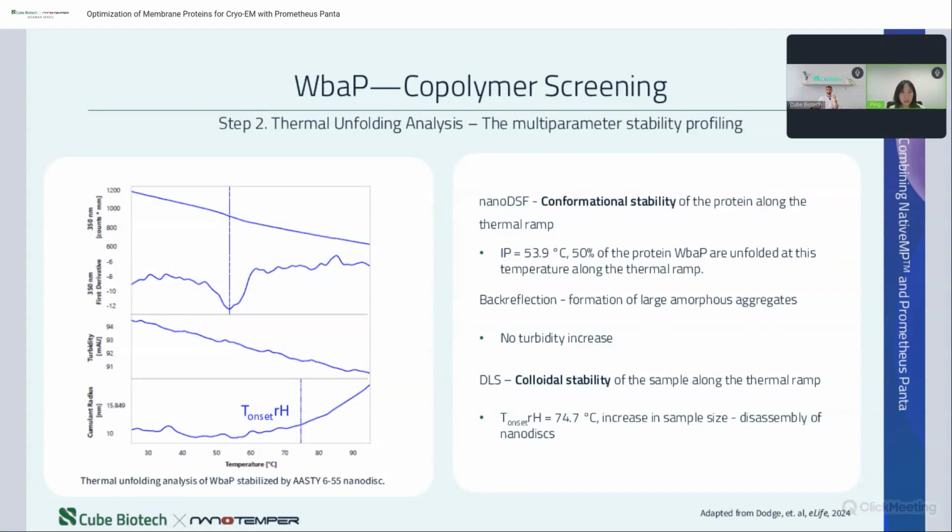And secondly, from the turbidity data, you can see that the signal is not increasing throughout the whole thermal ramp. And finally, from the cumulant radius, you can see that the increase in size only started at around 75 degrees Celsius. This indicates that the disassembly of the nanodiscs happened only after 75 degrees Celsius. So altogether, we see for this copolymer sample, not only did the embedded protein have a great conformational stability, but also the whole nanodisc had great colloidal stability, which is exactly what we are looking for.